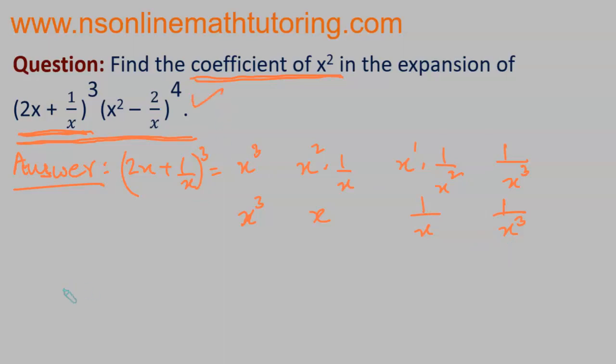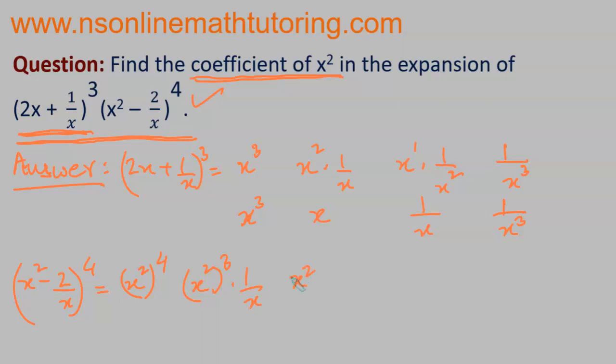Next, we take up this one, x squared minus 2 over x to the power of 4. Obviously, it will be containing 5 terms. So, let us write the powers of x. It starts with x squared. This is important. You don't take only x. You have to take x squared. x squared raised to the power of 4. Next one is x squared raised to the power of 3 times 1 over x.